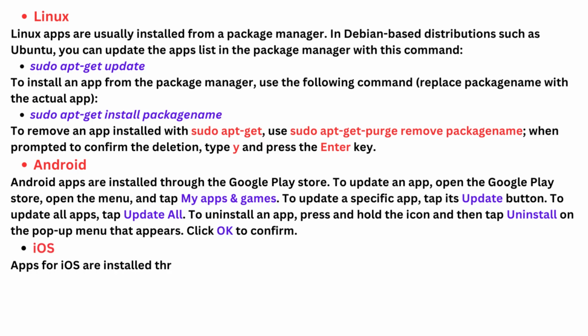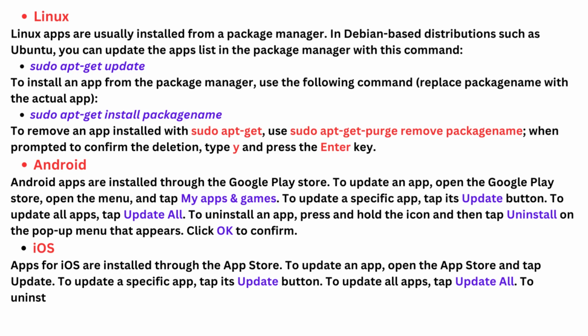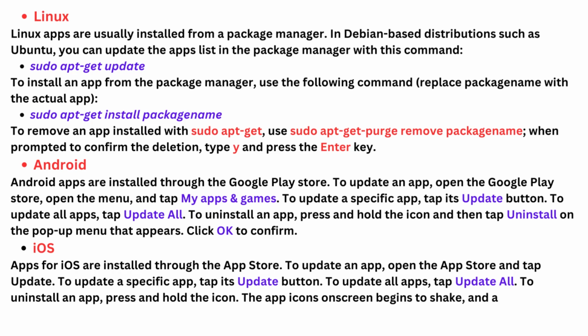iOS. Apps for iOS are installed through the App Store. To update an app, open the App Store and tap Update. To update a specific app, tap its Update button. To update all apps, tap Update All. To uninstall an app, press and hold the icon. The app icons on screen begin to shake, and a pop-up menu will appear with an option to delete the app.